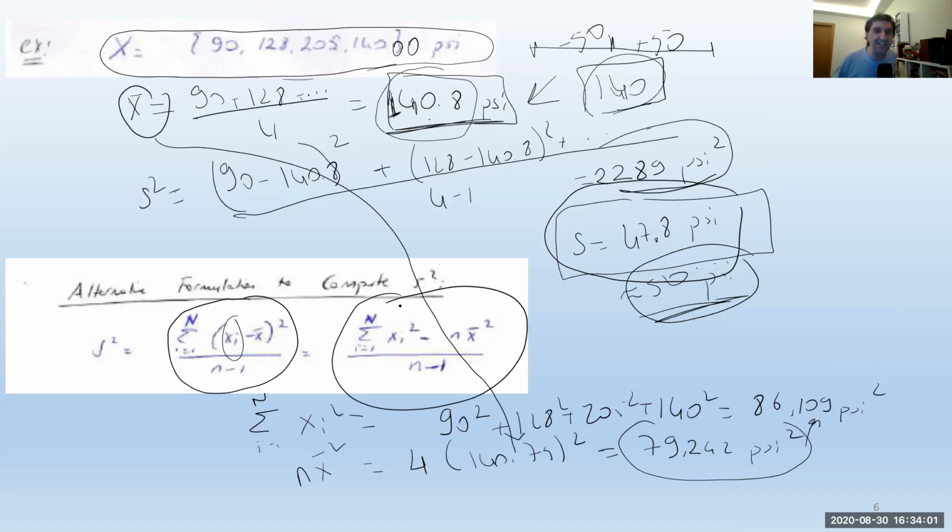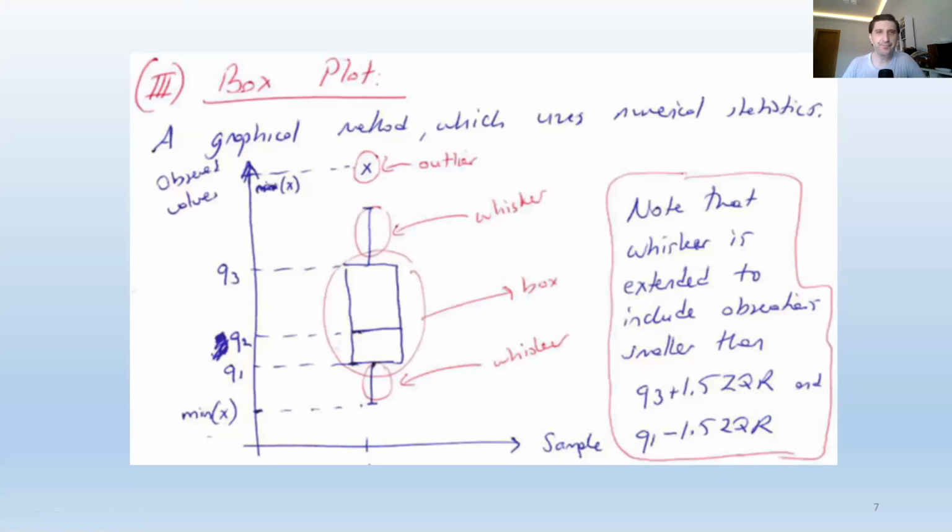Please note that this term cannot exceed this value. The term on the left-hand side should be greater than this value, because s square cannot be negative. So when you subtract those two, the result is divided by 3, that is n minus 1, and you are going to obtain the same value.